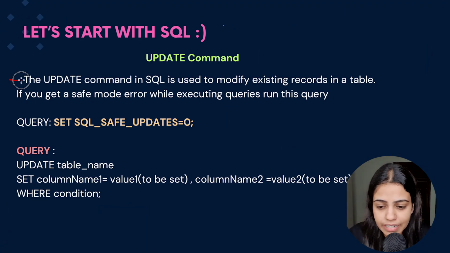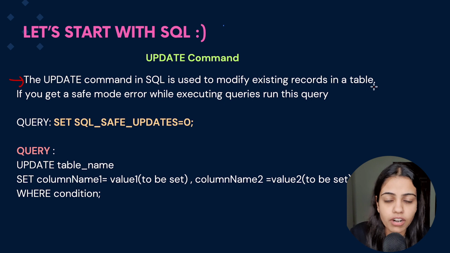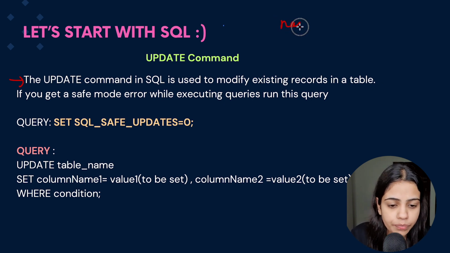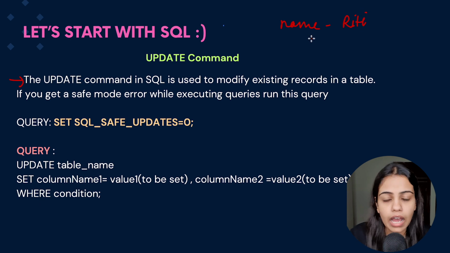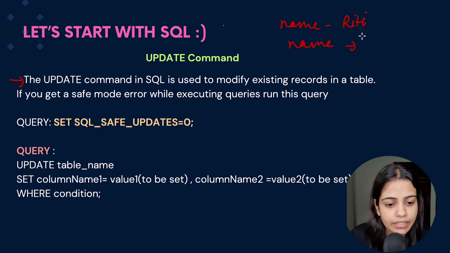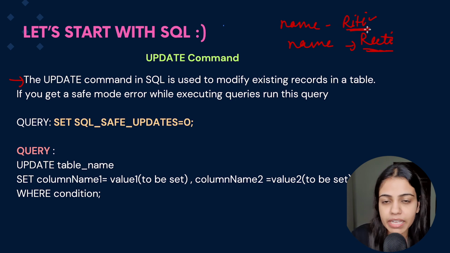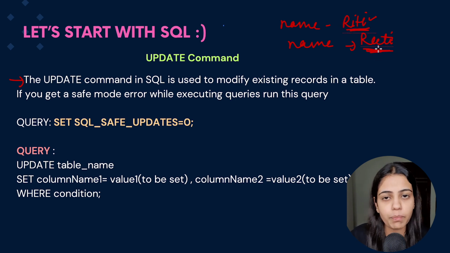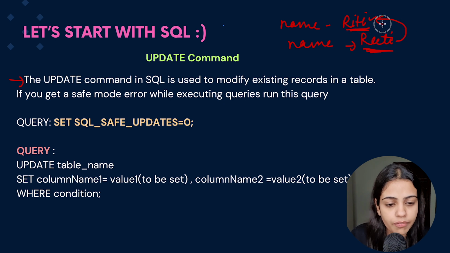So the update command in SQL is used to modify existing records in a table. Now consider that my name is Riti. I ordered something from Swiggy, I gave my name there, but by mistake I wrote it as REETI rather than RITI. Now my name is displaying as REETI, but my name is RITI. So I raise a complaint to their customer care and I ask them to correct my name. So they will ask me what the corrected name is. So I'll provide my corrected name and the name which is right now present. So basically I am updating the value of name from REETI to RITI.